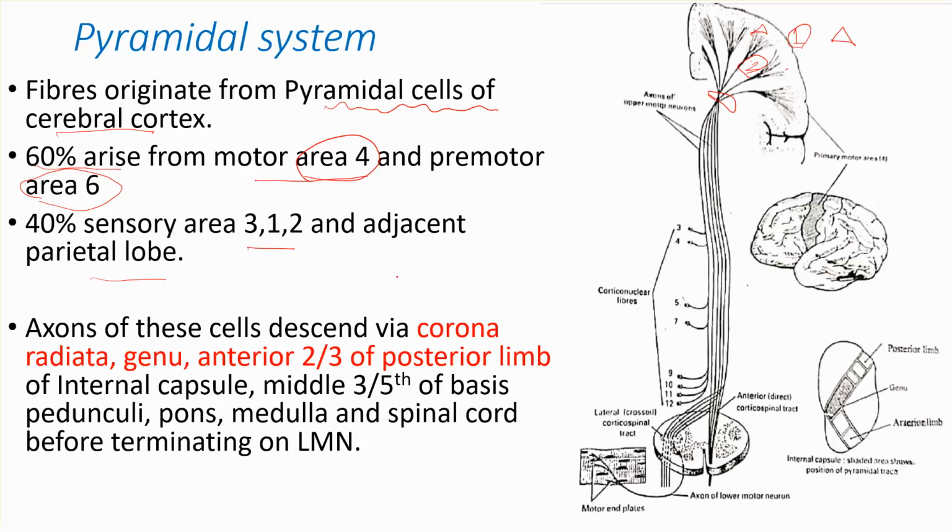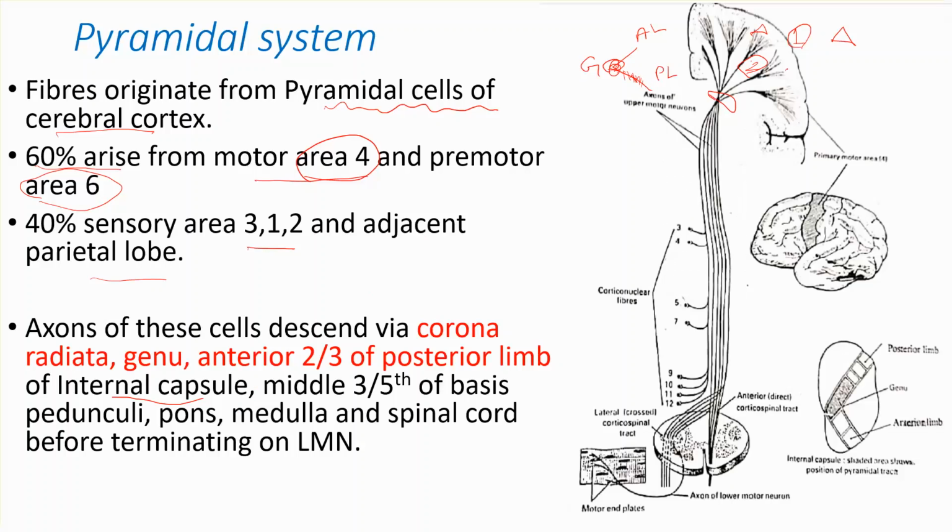Then it is also related to the anterior two-third of the posterior limb of the internal capsule. If you would draw the internal capsule like this, this is the anterior limb, this is the genu, this is the posterior limb. So the pyramidal fibers will pass through the genu and the anterior two-third of the posterior limb of the internal capsule.